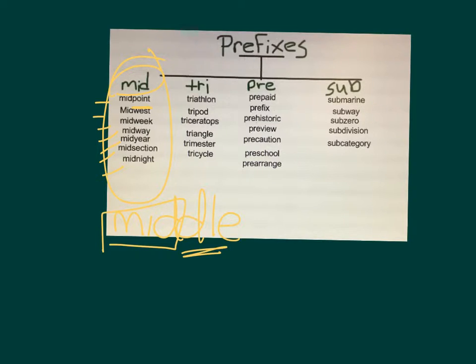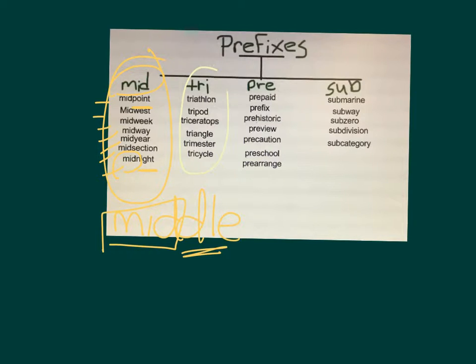So I could have a line and find the midpoint or the middle point of my line. Another example, if I look at midnight, base word is night. When I add mid, it makes it the middle of the night. So midnight is in the middle of the night. All right, take a look at the rest of those words with mid and see if you can figure out what the meaning is with that prefix mid.